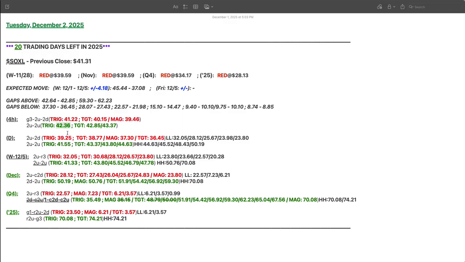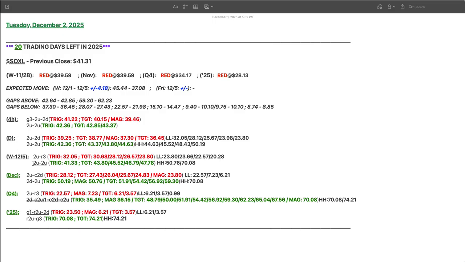This should be the trigger. There we go. All right. I don't know why my trigger was off there, but if we do get the trigger to the upside, that gives us 2 up, 2 up continuation at 42.36. That gives me some extended targets of 43.37, 43.80, and 44.63. Okay. We'll stay here. Won't go back to the charts.